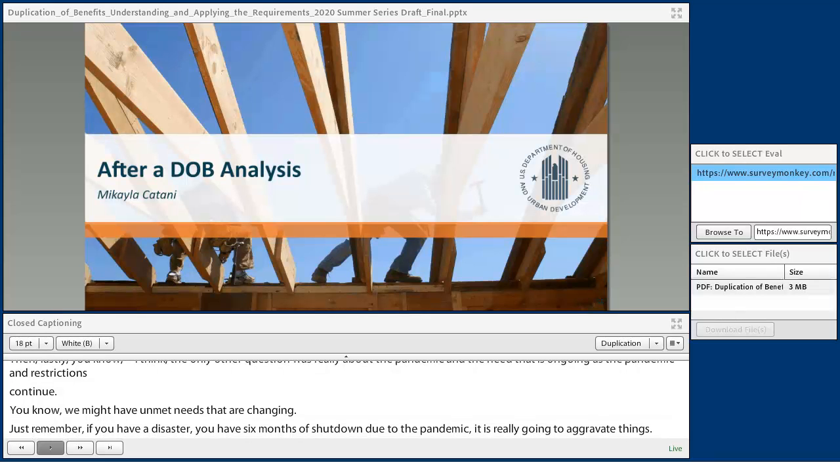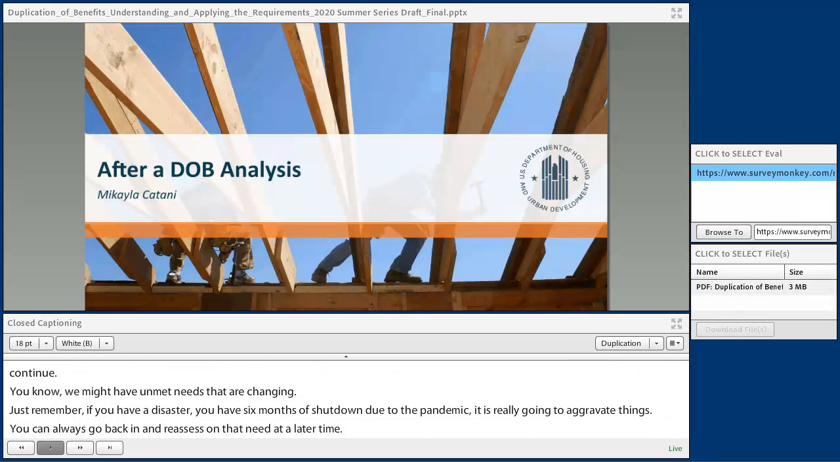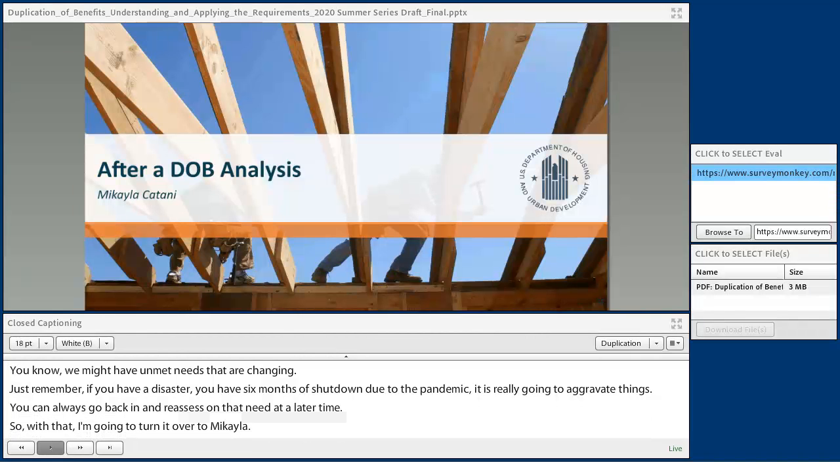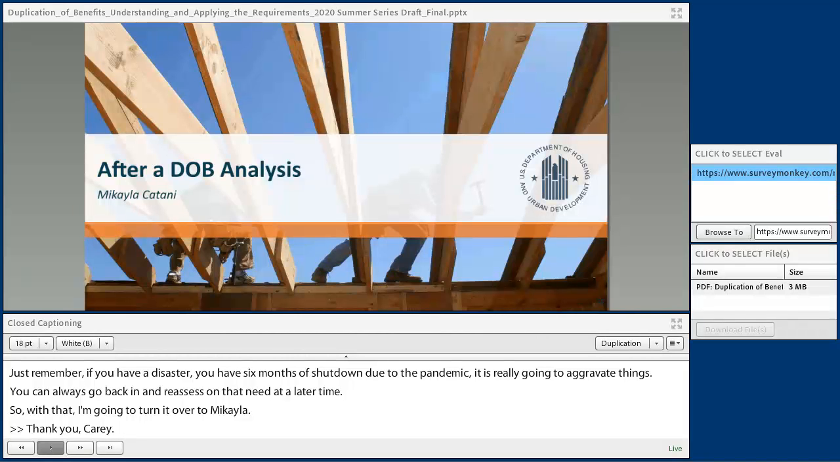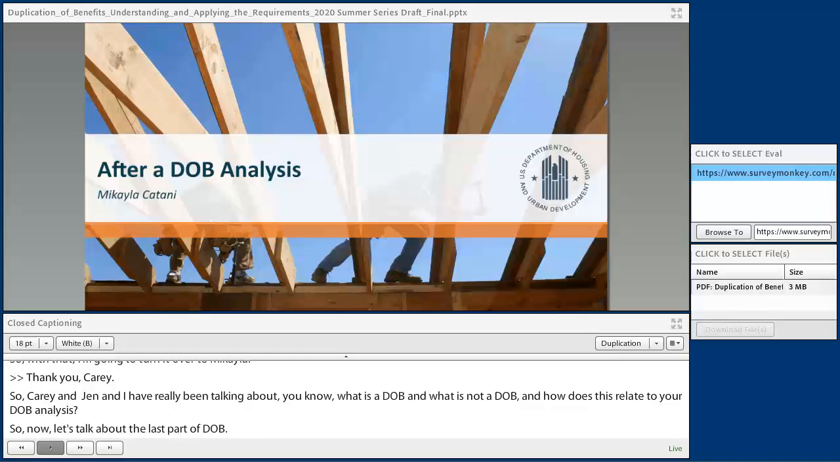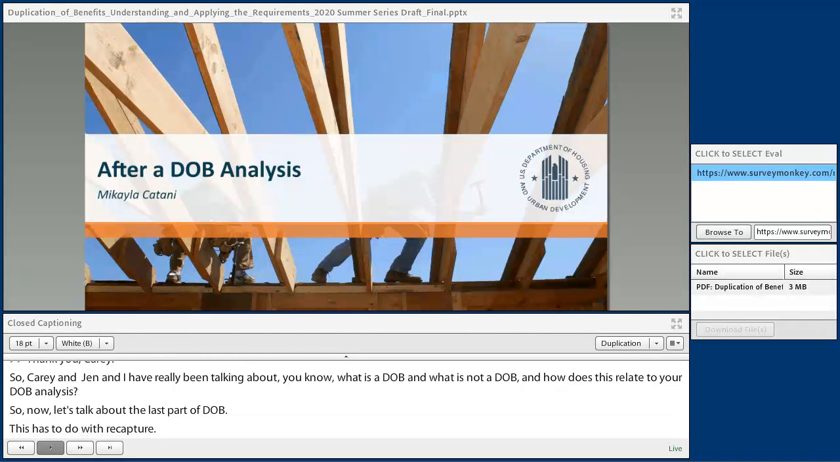Thank you, Carrie. So Carrie and Jen and I so far have really been talking about what is a DOB and what is not a DOB, and how does this relate to your DOB analysis. So now let's talk about the last part of DOB, which has to do with recapture. And hopefully you won't have to do any recapture if you have a good understanding of your DOB analysis and you're keeping track of it and there aren't any glitches down the road. But what happens if recapture does occur?